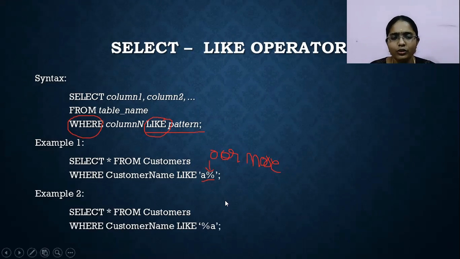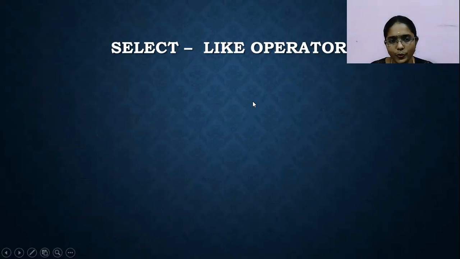Example 2. If this percentage is given before the a, whereas in the previous example we saw it after the a, what happens? A name ending with a will be taken. The name can be of any number of characters which ends with a. This will be taken. Clear? SELECT * FROM Customers WHERE CustomerName LIKE '%a'. Make sure that you are using the WHERE clause as well as this LIKE keyword. Percentage in the sense of any number of characters or zero characters, followed by the a, will match this condition. This is all about your percentage pattern matching.